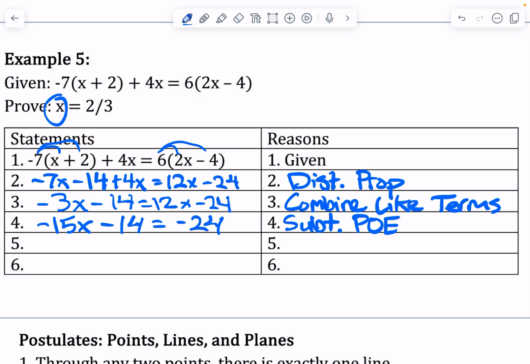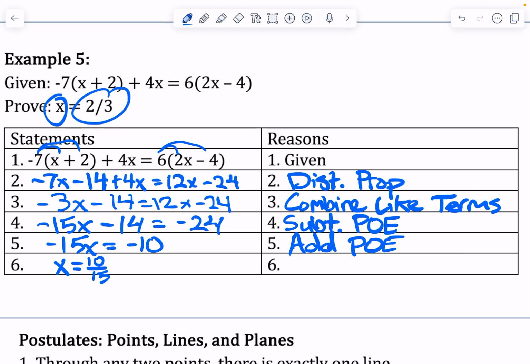Okay, then I'm going to add my 14 over, so I'm going to be left with negative 15x equals negative 10. And I did addition POE. And my last step, I just need to divide, and this doesn't look nice, right? 10 divided by 15 is not a nice number, but that's okay. If I get x equals 10 divided by 15, the negatives cancel. Okay, if I'm left with 10 over 15, just look up at the proof. We got to get to 2/3.